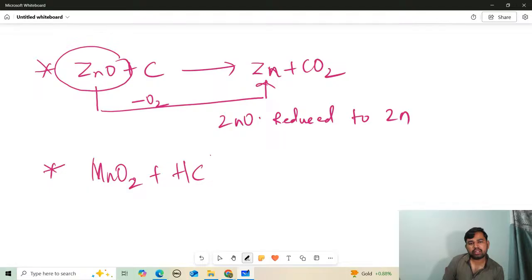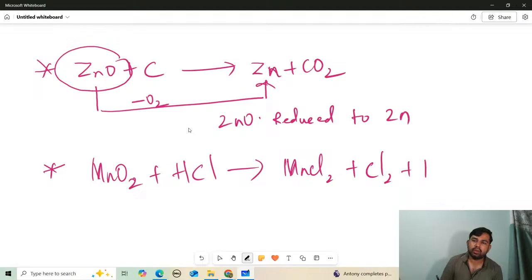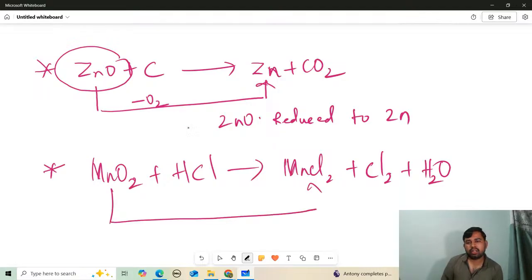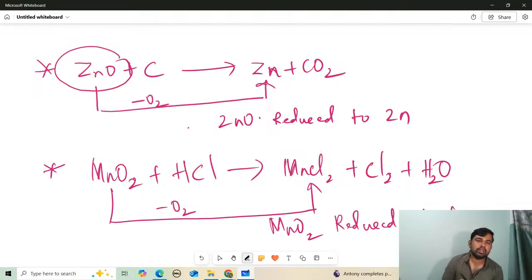MnO2 plus HCl gives rise to MnCl2 plus Cl2 plus H2. Here, in terms of oxygen, there is a removal of oxygen. MnO2 is reduced to MnCl2. Here you see this is plus 4, and it reduces to plus 2. I already discussed that.